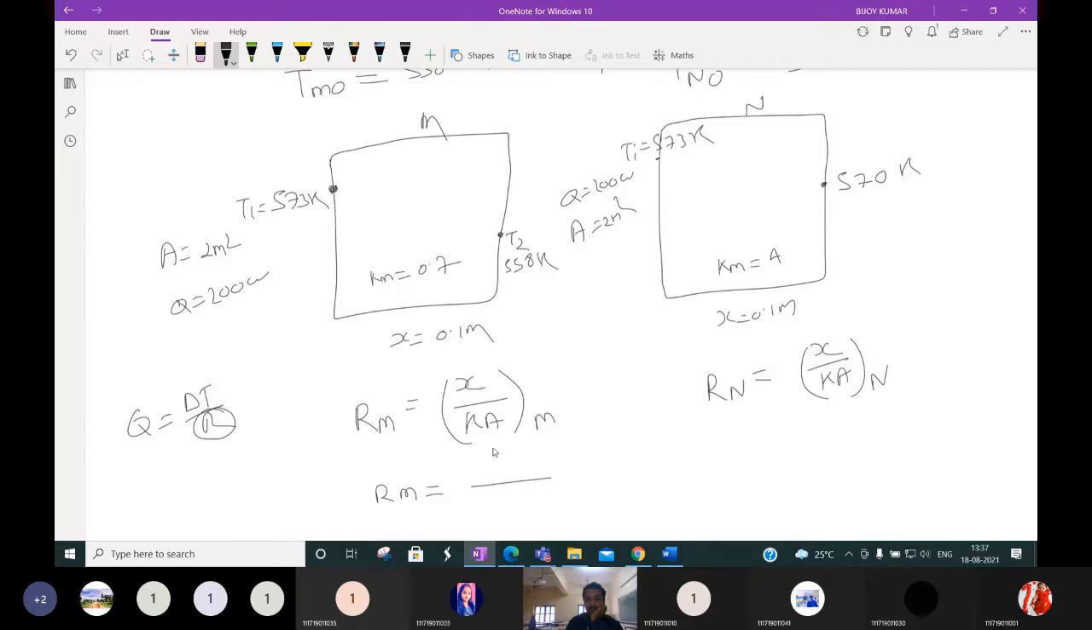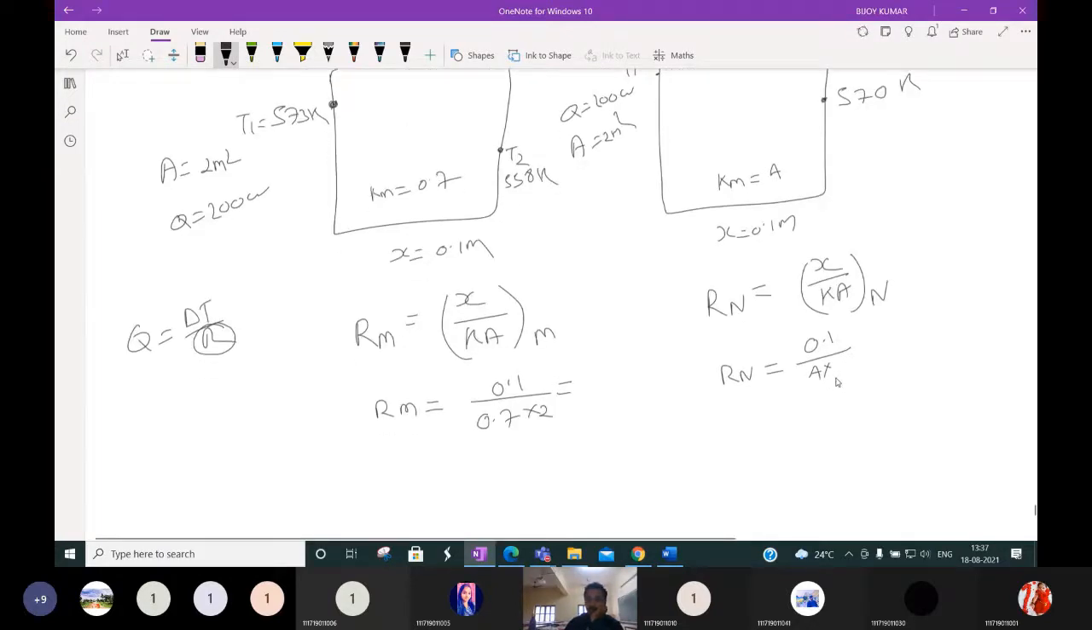Tell me what to put here in place of Xm. 0.1, sir. 0.1 is the thickness of the wall. K is 0.7. A is 2. What will be the value? Similarly, Rn: X is equal to 0.1, K value is equal to 4, A value is 2. Please tell me the values. First one 0.07, sir. 0.07. Okay, the second one.